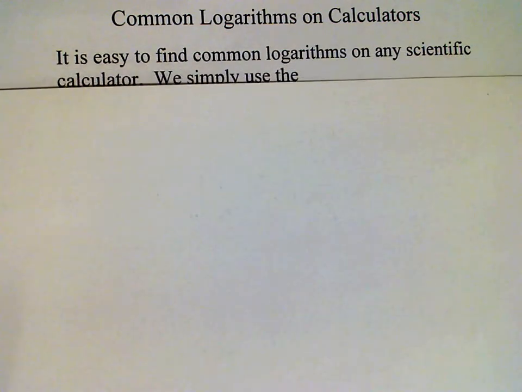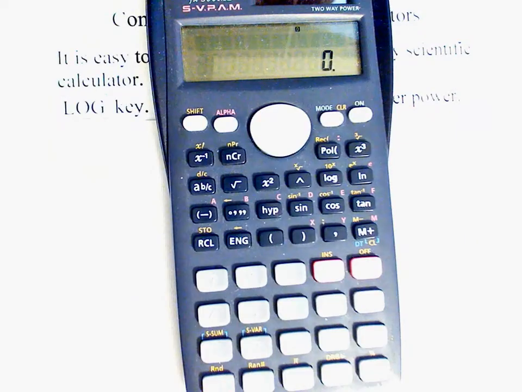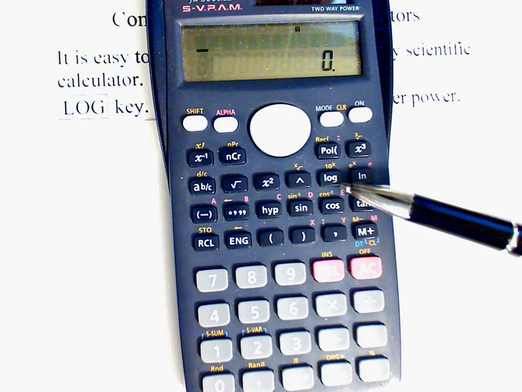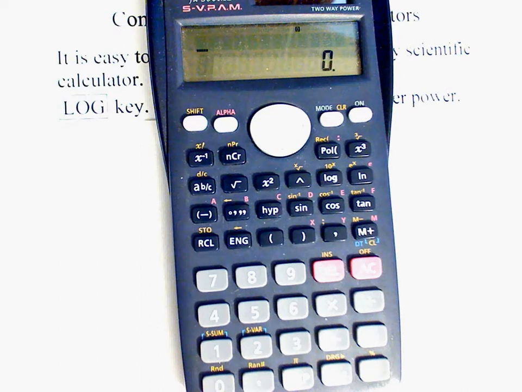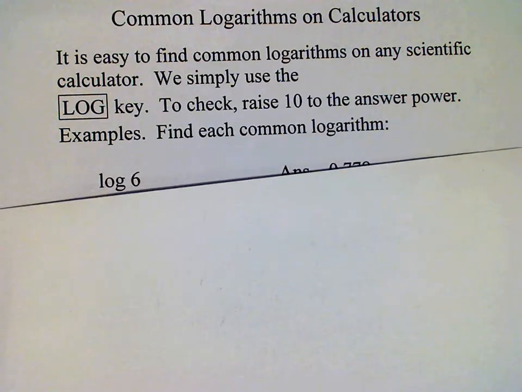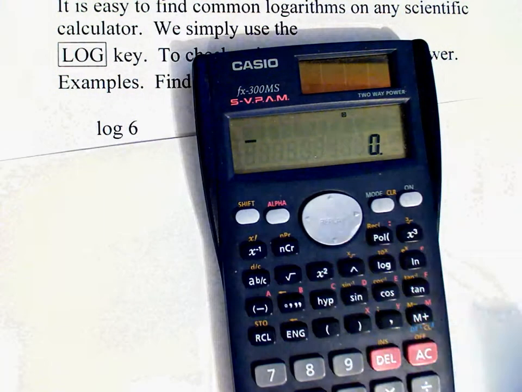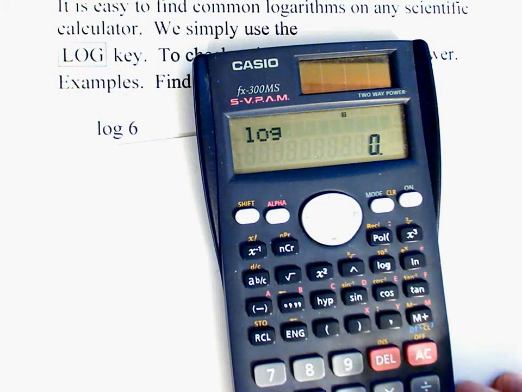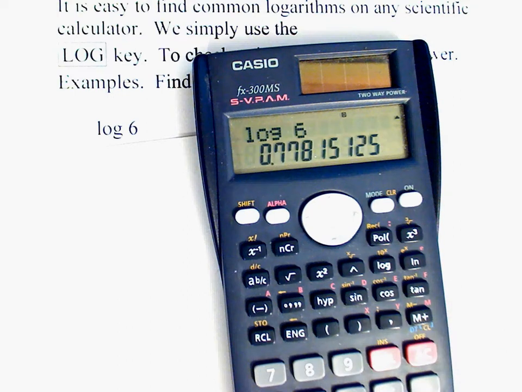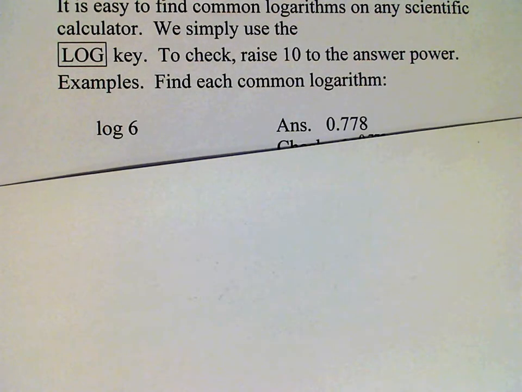So now let's do some calculation of common logarithms. Your scientific calculator will have a log key. On my little Casio, the log key is right here. I want to find log 6, for example. I'm just going to press log 6 equals, and that's all there is to it. So log 6 is 0.778 approximately.